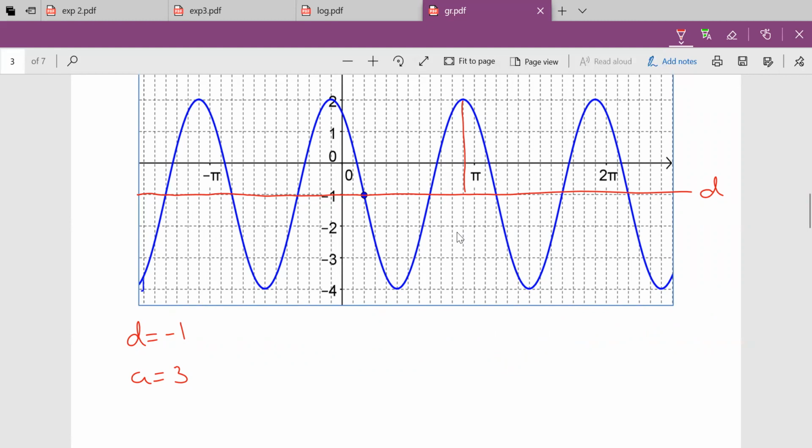Okay, everyone gets A and D. This is where people start struggling, finding the period and then finding the C value. Okay, period. I can find it in all sorts of ways. Max to max, min to min, midline intercept to midline intercept. There's tons of different ways to do it.